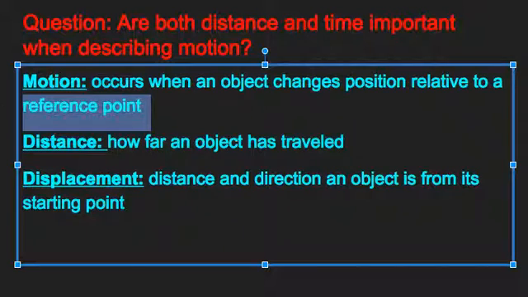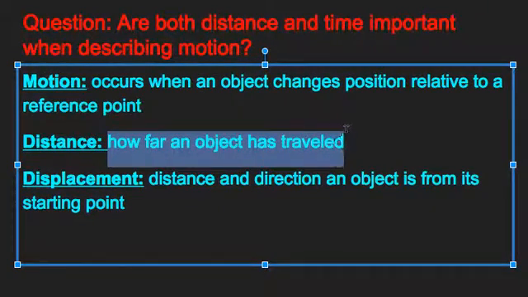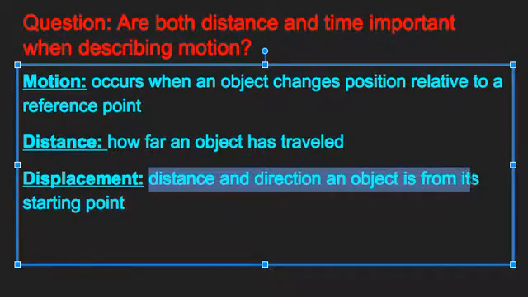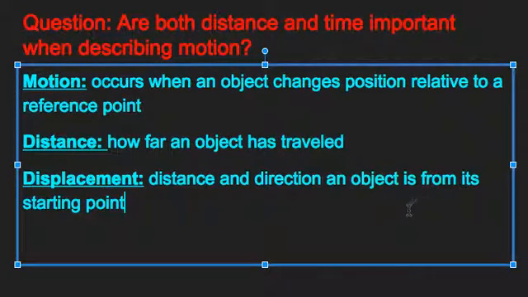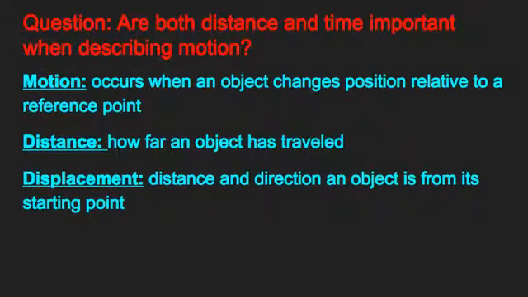Now, distance and displacement are two ways that we can describe how far, but distance refers to how far total an object has traveled, whereas displacement is the distance and direction that an object is from its starting point. If you are still working on getting this information down, go ahead and pause the video and you can finish copying it down, because I'm going to move on to show you an example picture. Here we go.